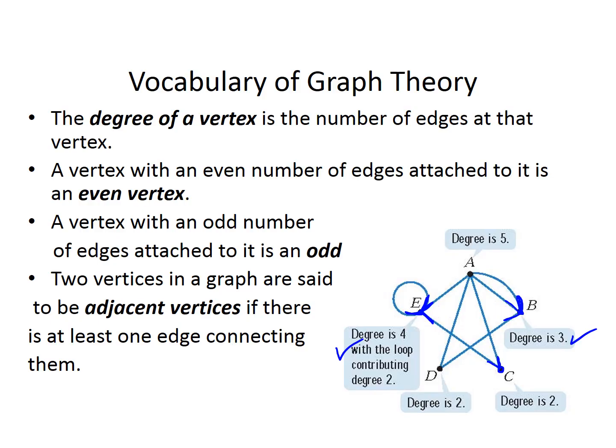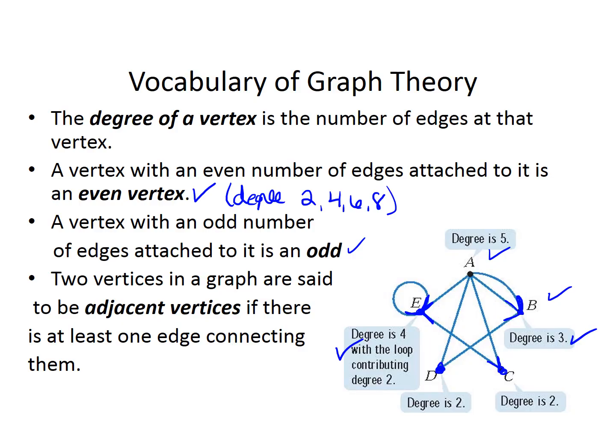And so we will count the degree, and anything with an even degree is called an even vertex. So if the degree is 2, 4, 6, or 8, those are even vertices. It looks like in this graph here, D has degree 2, and C has degree 2, and E has degree 4. So those are going to be the even vertices, and the other two have degree 5 and 3. So those are going to be odd vertices. If it has degree 1, 3, 5, etc., it will be considered an odd vertex.